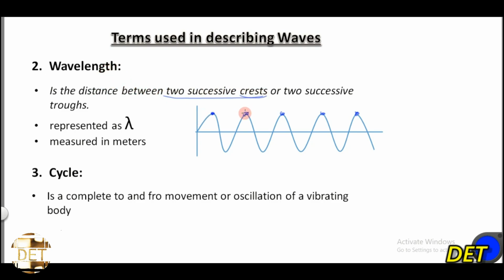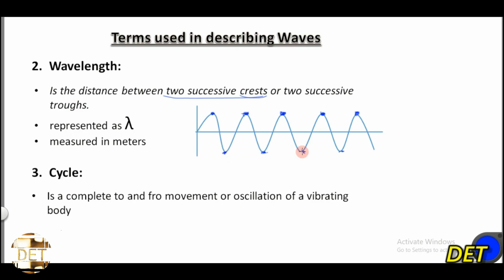So from here to here is the wavelength. From here to here is another wavelength. From here to here is another wavelength. So it is the distance between 2 successive crests or 2 successive troughs. This is a trough, this is a trough, this is a trough. The distance between 2 successive troughs is also the wavelength.